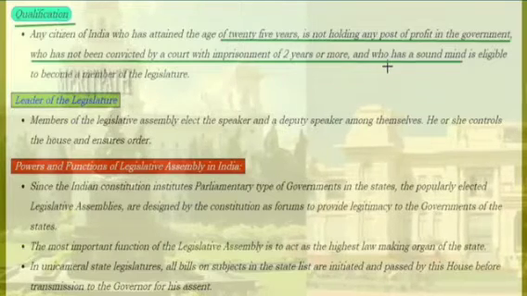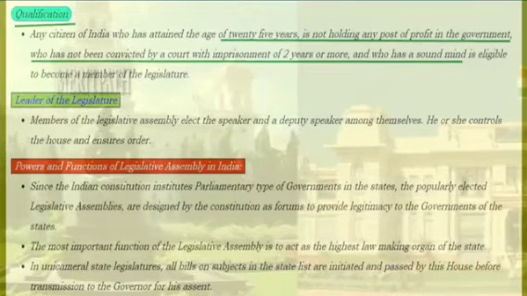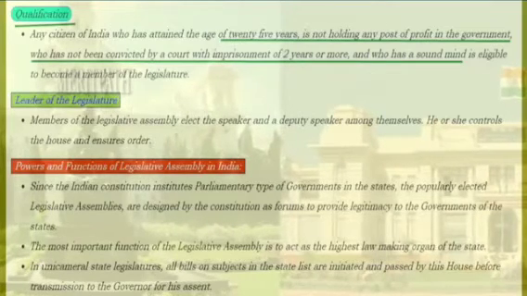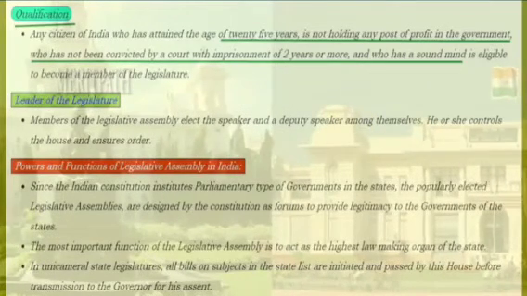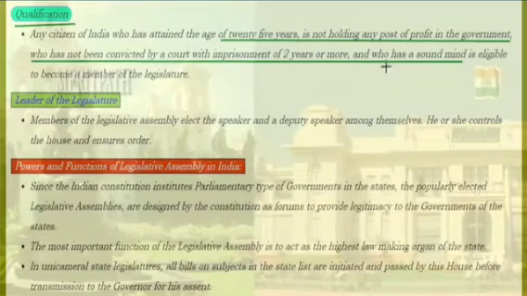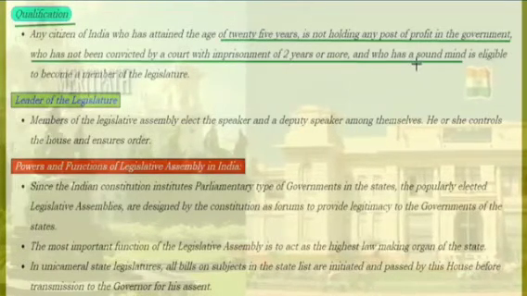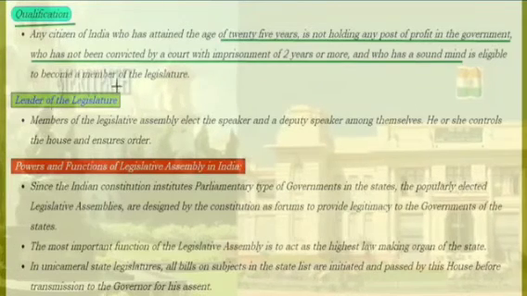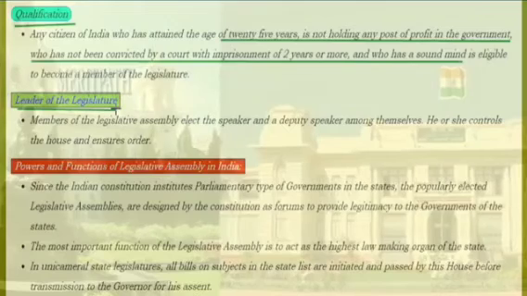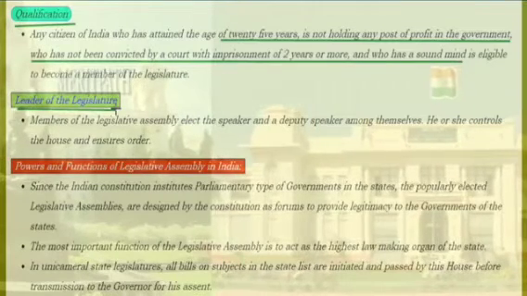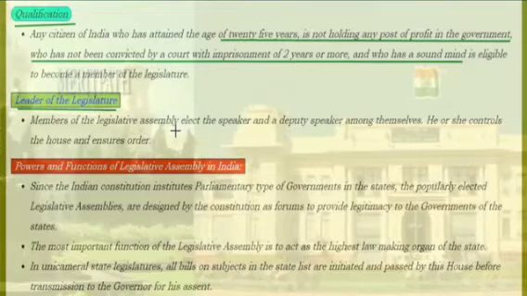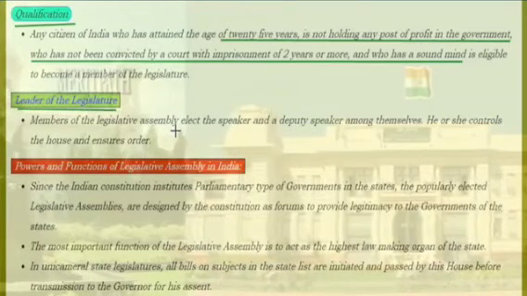To become a legislative member, a MLA, what are the basic qualifications needed? He or she has to be a citizen of India and at least 25 years of age. He or she should not hold any post of profit in the government. He shouldn't have any criminal history, shouldn't be convicted by a court with imprisonment of 2 years or more. And in addition, he or she must have a sound mind. Then he is eligible to become a member of the legislature.